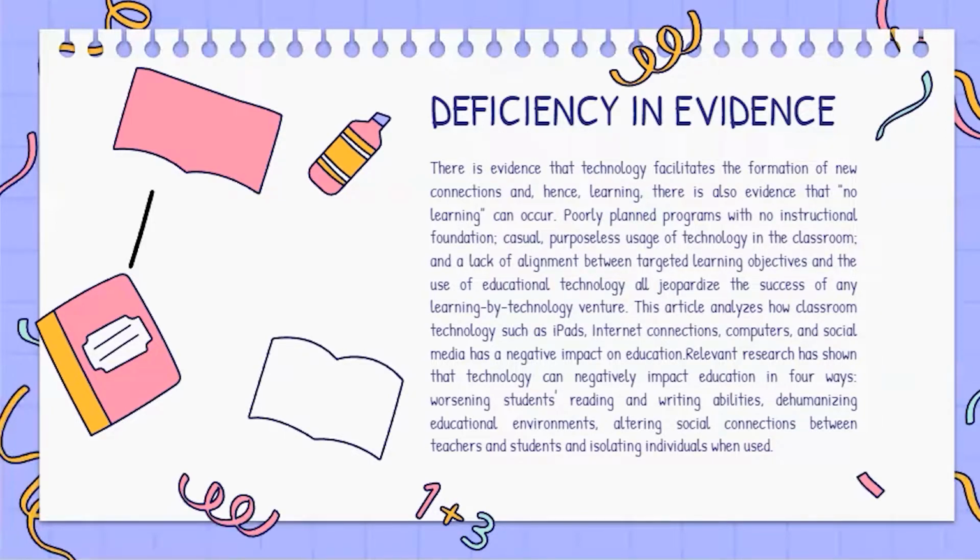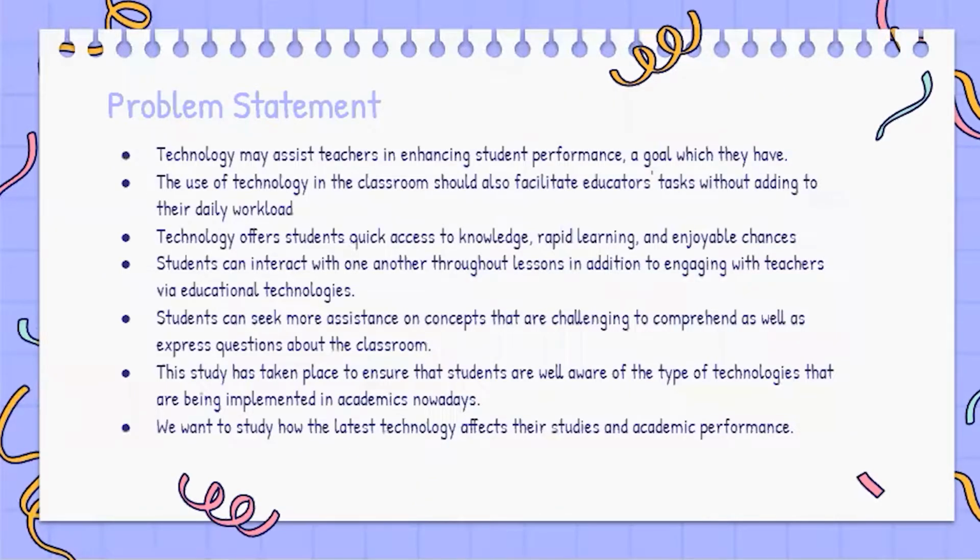The article analyzed how classroom technology such as iPads, internet connection, computers, and social media has a negative impact on education. Relevant research has shown that technology can negatively impact education in four ways: worsening student reading and writing abilities, dehumanizing the educational environment, altering the social connection between teacher and student, and isolating individuals when used. And the next slide is the problem statement.